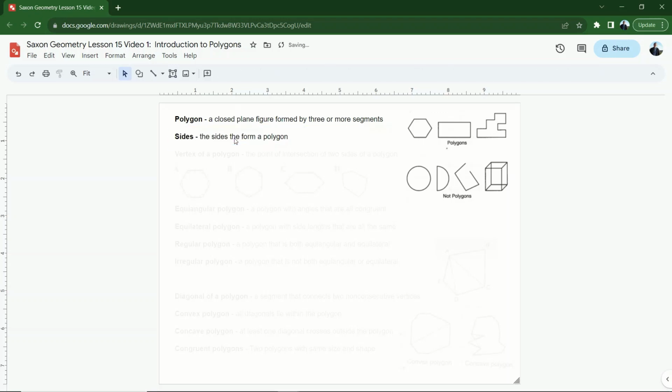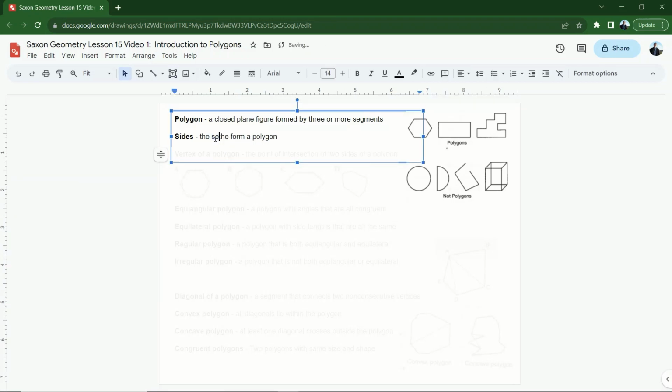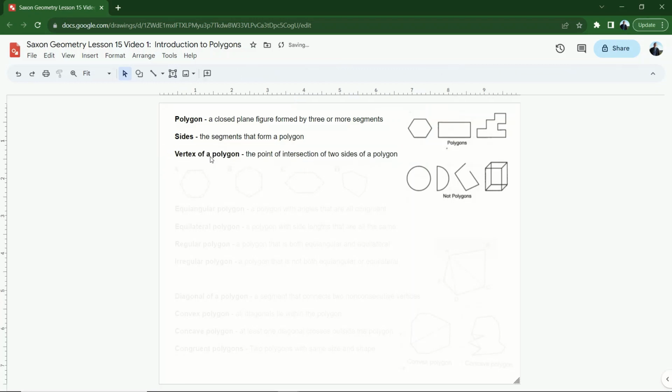All right, so what is a side of a polygon? The segments that form a polygon are called sides. They're line segments. They have a beginning point and an end point. Any segments that make a polygon are known as its sides. The vertices of a polygon, or the vertex if we're talking about just one of them, is the point of intersection between 2 sides of a polygon.